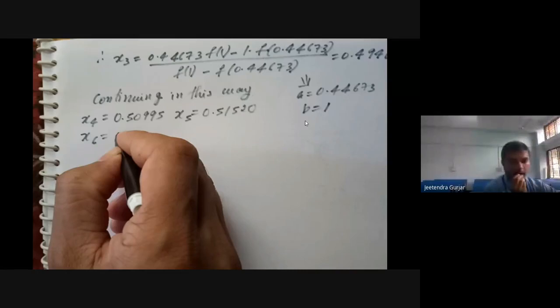The B value I have already written on the board, that is B is equal to 1. F of B is already ready. These two answers are ready. Only you have to find A. A is nothing but 0.5152. Okay, what will be f of A? That you have to calculate in the calculator. Substitute the values as in x3. So I will just read out the equation.